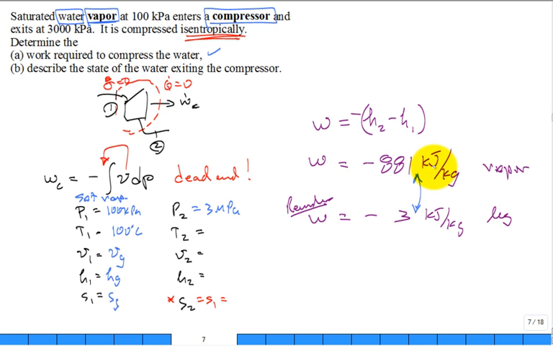This is why you have pumps to boost pressure, and you try to avoid, if at all possible, compressors to boost the pressure. It's a lot easier to cool it, condense it, put it through a pump, boost the pressure, then add heat to boil it again. It's 300 times, roughly, larger work. All right.